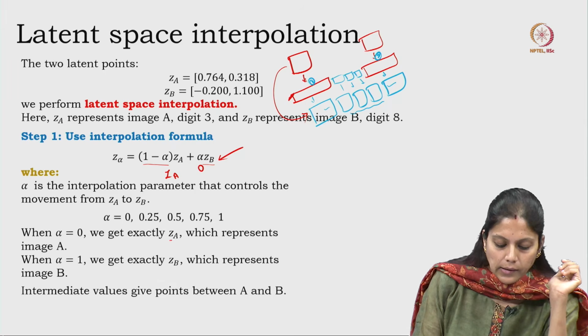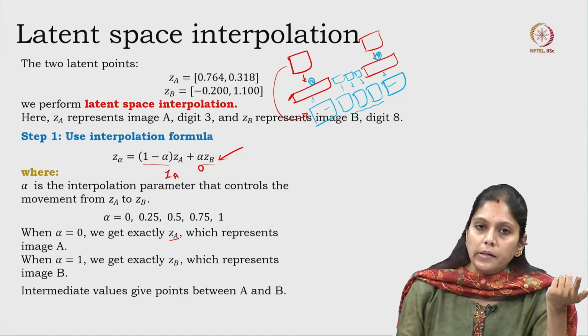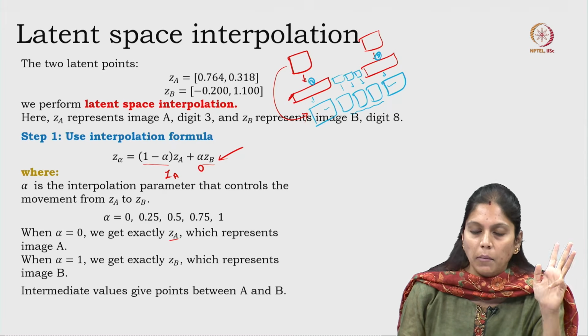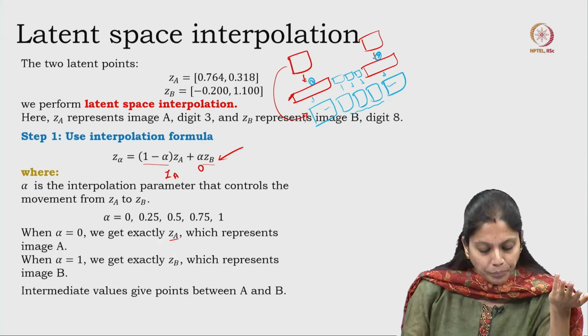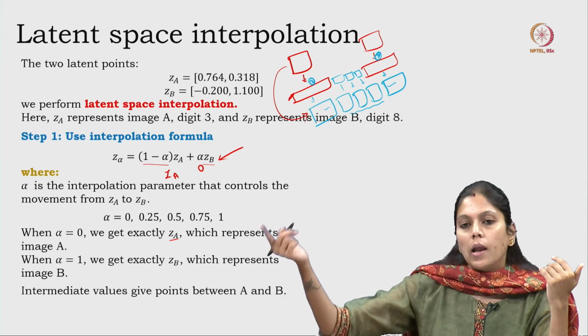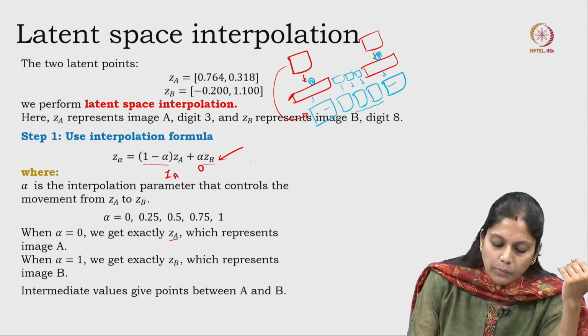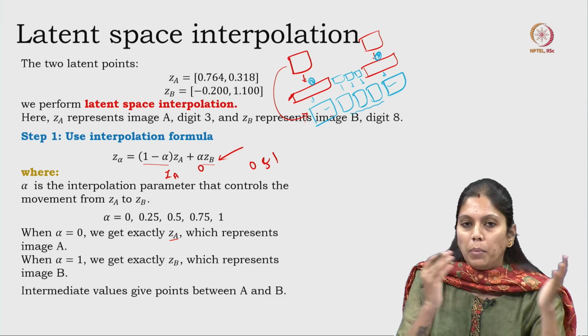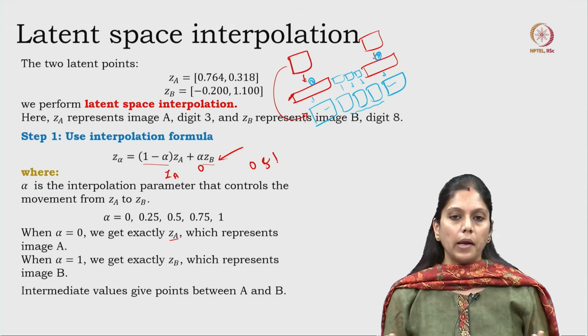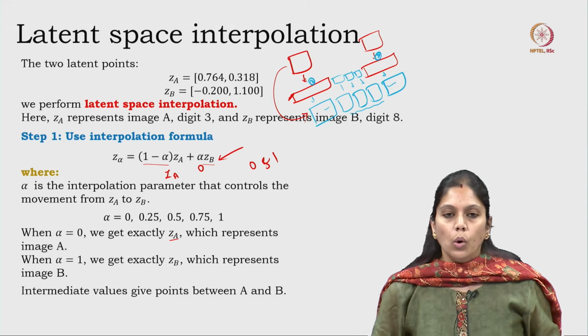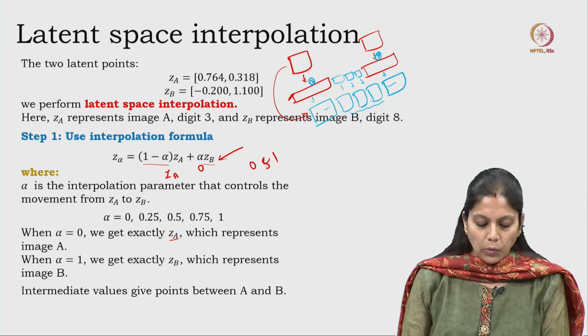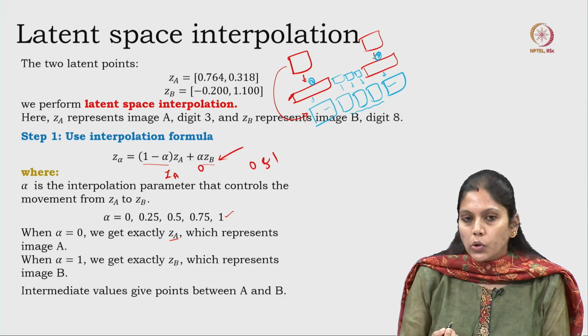We get exactly ZA, which represents image 3, the handwritten image A. Similarly, what is the last value? The maximum alpha value you can take is between 0 and 1. Between 0 and 1 only we have to take. Now what is the alpha value if it is 1? What is going to happen?